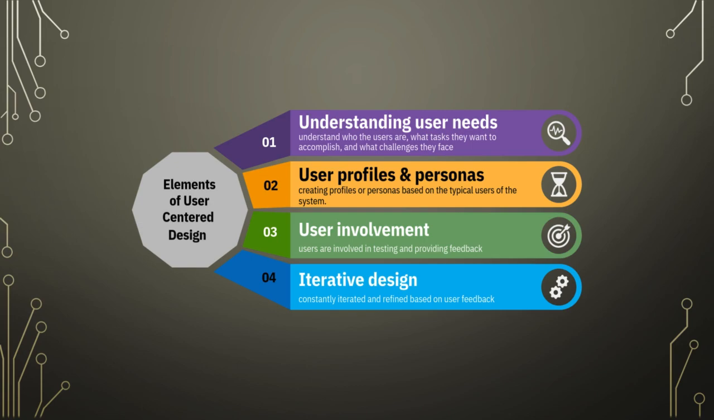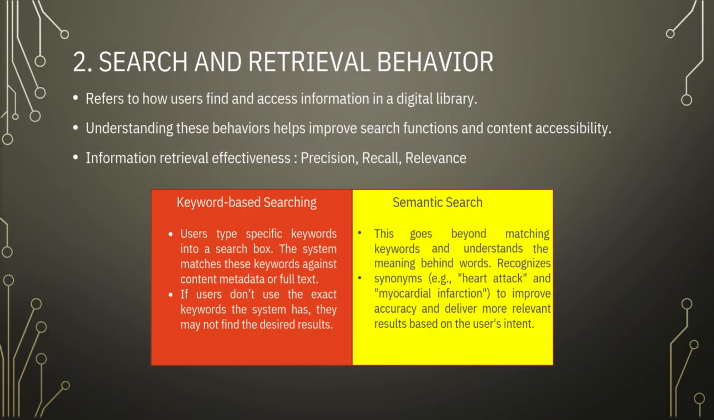of the wider community. In this slide, we focus on search and retrieval behavior, which refers to how users find and access information in a digital library system. In the context of public libraries, search and retrieval behavior is especially important because users come from very diverse backgrounds.